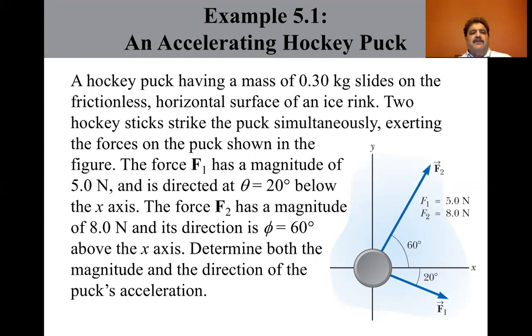The force F2 has a magnitude of 8 newtons and its direction is 60 degrees above the x-axis. Determine both the magnitude and direction of the puck's acceleration. Well, let's conceptualize this. We study the figure, and using your expertise in vector addition from chapter 3, you predict that the approximate direction of the net force vector on the puck, and so the acceleration of the puck, will be in the same direction, about 25 to 30 degrees above the x-axis. That is just my guess.